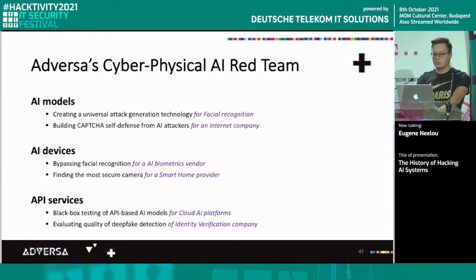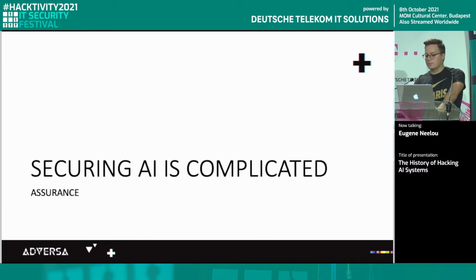So here at Adversa, we do vulnerability research and consulting, and we're able to cover cyber and physical cases. As you can see, there are attacks against models, like when you work on the software level, you can attack devices as a black box target, and you can also work with the API services, AI as API cloud platforms. So as you can see, there is real demand for secure AI systems from different industries and across the use cases. But what about security?